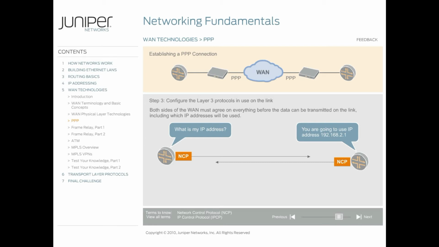WAN devices running PPP use IPCP to configure the IP addresses in use and optionally request the use of a compression protocol. For those of you who remember dial-up, in the few seconds it took for your PC to connect with your ISP or office network, the two devices were using PPP to determine your PC's IP address. In fact, many DSL services continue to use PPP today. For more details on IPCP, click the link shown on screen, or click the Continue button to move on.